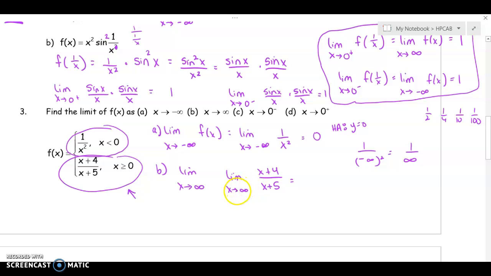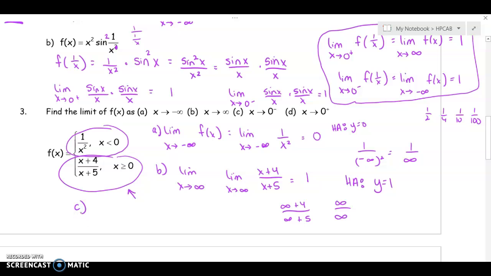The other way to think about it is if you plug in infinity, you're going to have infinity plus 4 all over infinity plus 5. Well, adding 4 or 5 to a really large number isn't going to make much of a difference. So essentially you're doing infinity divided by infinity, which is going to be 1. There is a horizontal asymptote at y equals 1, and you could graph this if you need to. You'll see that there is a horizontal asymptote, and as you go to the right, it approaches 1. So if you need to see the graphs, graph it.